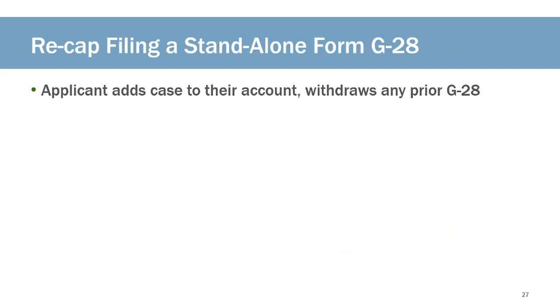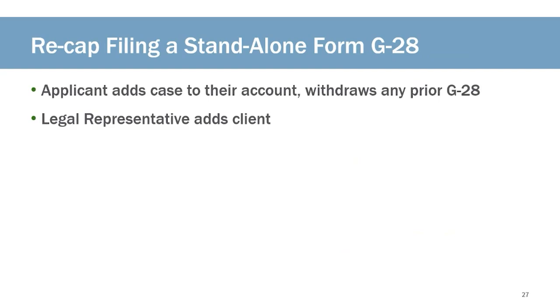The client needs to make sure that any previously associated G28 on the case is withdrawn. Even if it is the G28 of the current legal representative, it must be withdrawn so that there is no G28 associated with the filing. It's kind of like starting on a clean slate. Would that be the right way to think about it, Quinn? Yeah, I think so.